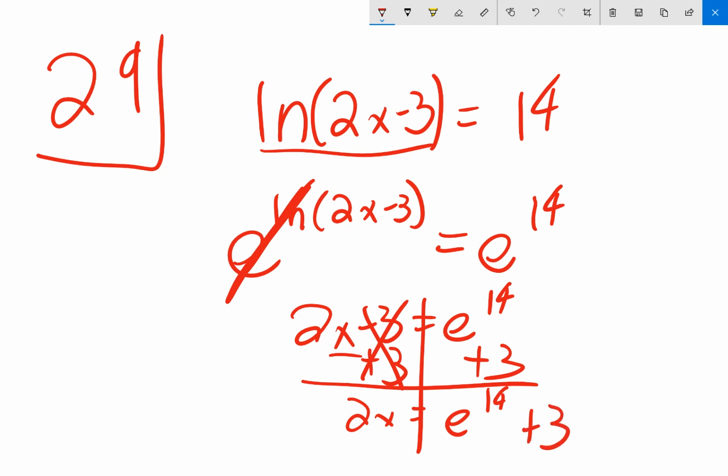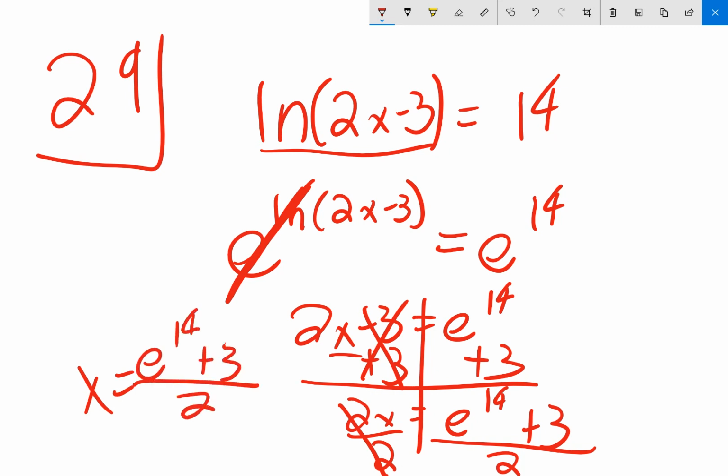Because I can't combine that 3 with the e to the 14th, so I'm going to leave it like that. So that's just adding it to the other side. And then I'm going to divide by 2. So if I divide the left side by 2, I have to divide the right side by 2. And that leaves us with x equal to e to the 14th power plus 3, all divided by 2. And yes, you can leave your answer like that.